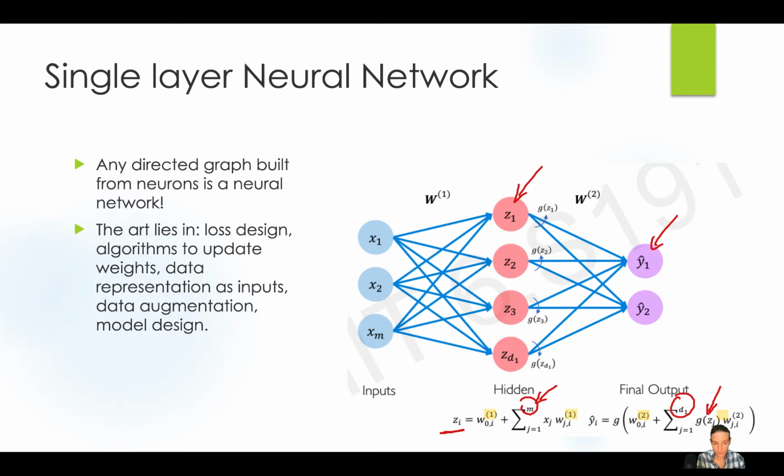Now, when we design an architecture, as we call it, it's sort of an art. We need to design our loss. We need to design the algorithms we use to optimize the loss. How do we represent our data? Do we augment the data? How many layers do we use? How many nodes are there in each layer? All these hyperparameters, they influence the performance of our network very strongly.